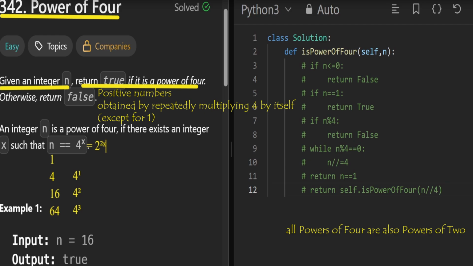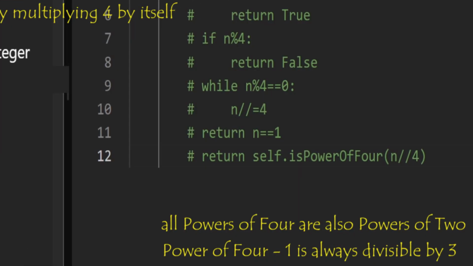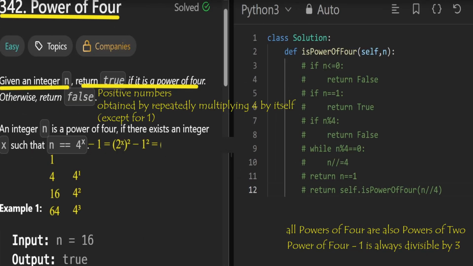So, how do we pick out powers of 4 from all the powers of 2? We need a second deduction. A power of 4 minus 1 is always divisible by 3 because 2 to the power of x minus 1 and 2 to the power of x plus 1 differ by 2, so one of them must be divisible by 3. Therefore, their product is divisible by 3 as well.